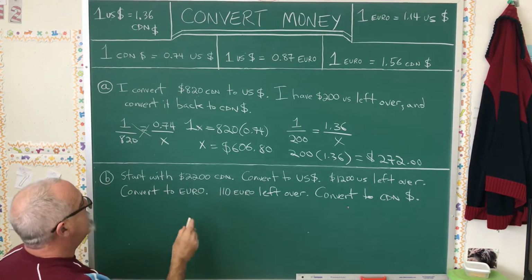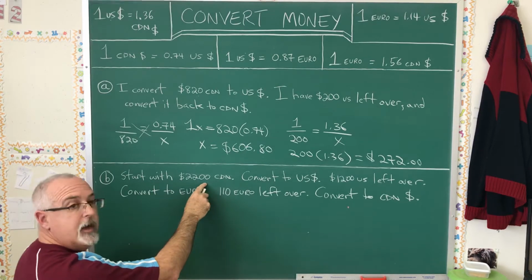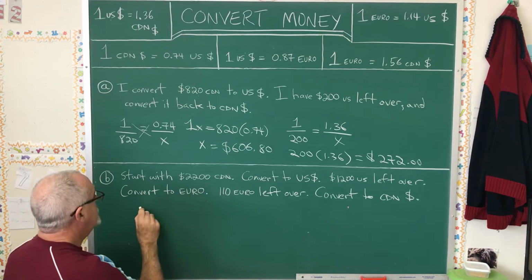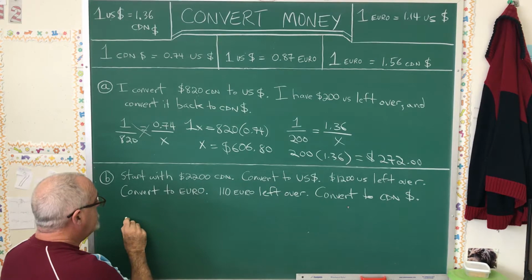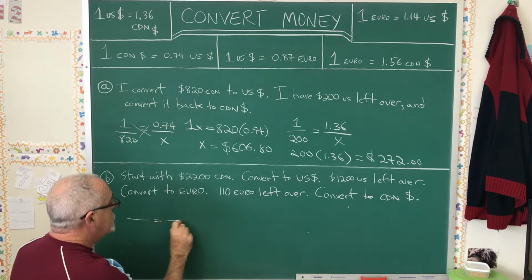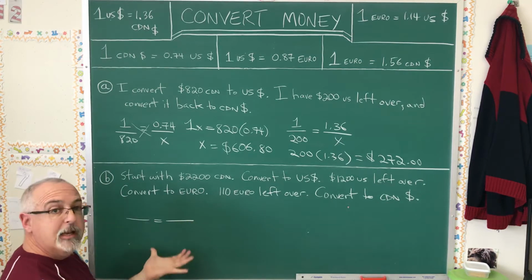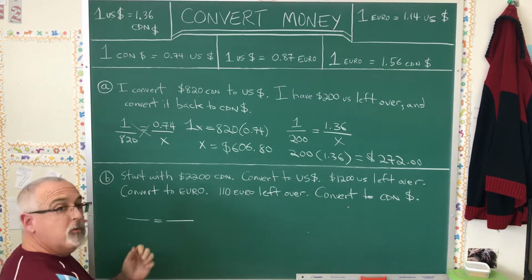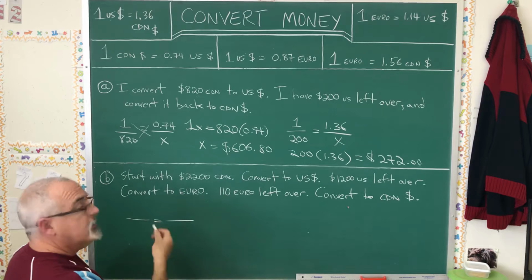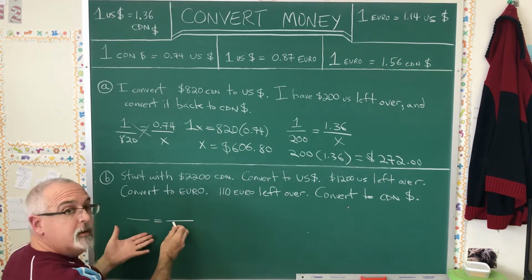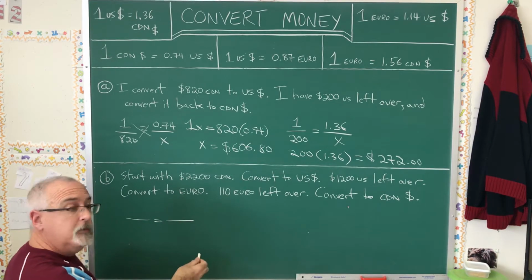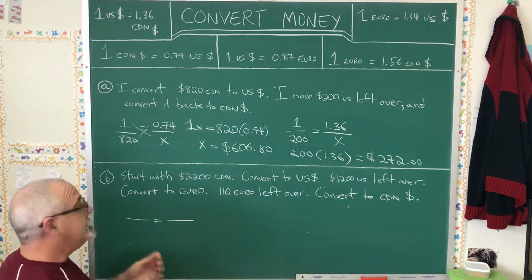All we care about at the beginning is 2,200 Canadian has to be converted to US. So, I like to build my proportion showing 2 fraction lines with an equal sign in between, because this is what I call the skeleton of the work that I'm going to show. And it's easier to start doing the work if you have a skeleton to put your numbers and values into, instead of staring at a blank piece of paper.